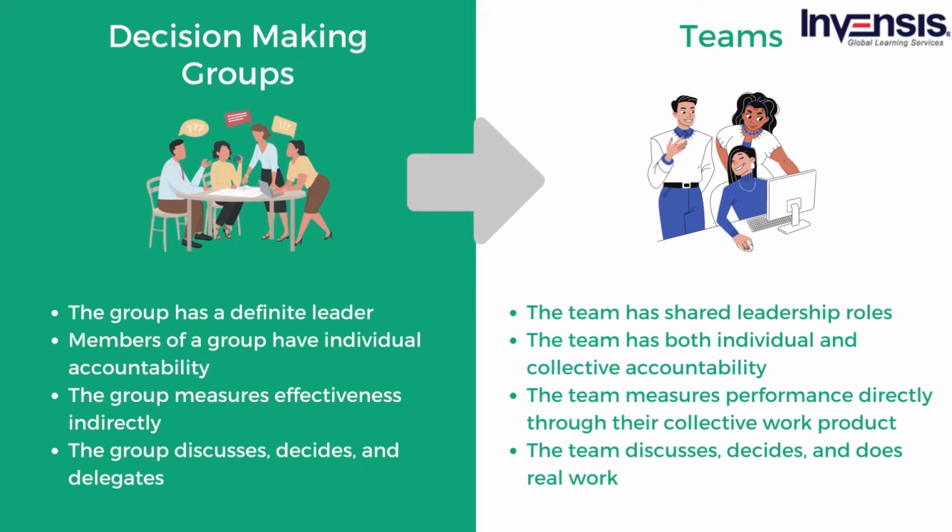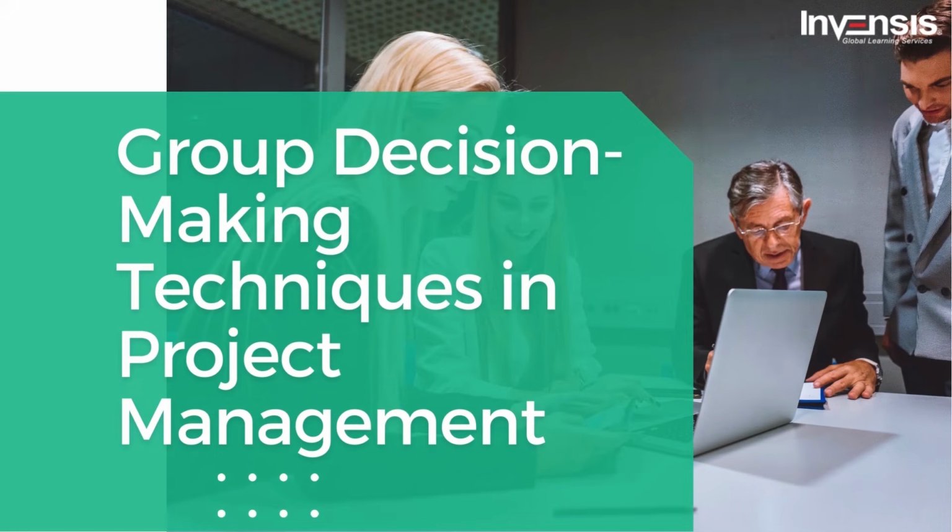Next, members of a group have individual accountability, whereas the team has both individual and collective accountability. Next, the group measures effectiveness indirectly, but the team measures performance directly through their collective work product. Also, the group discusses, decides, and delegates, but the team discusses, decides, and does the real work. So, this was about the difference between decision-making groups and teams. Now, let us move on to our next topic, and understand group decision-making techniques in project management.